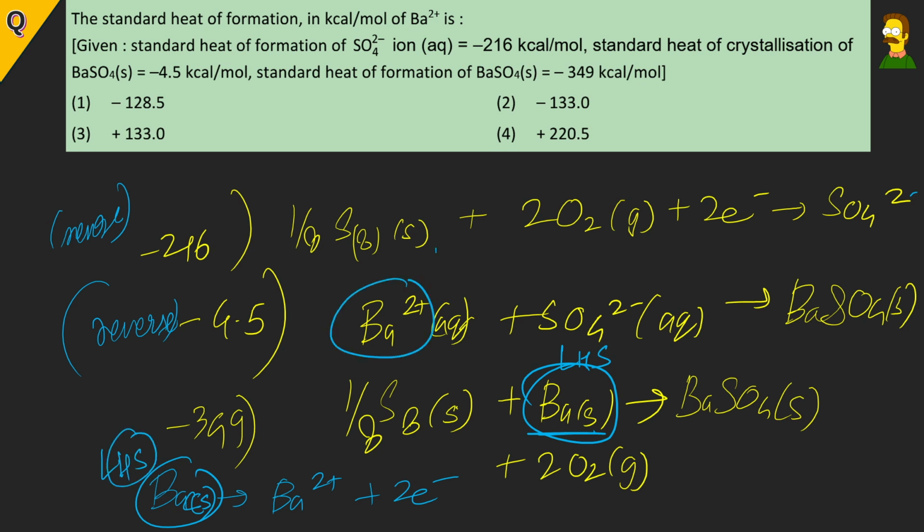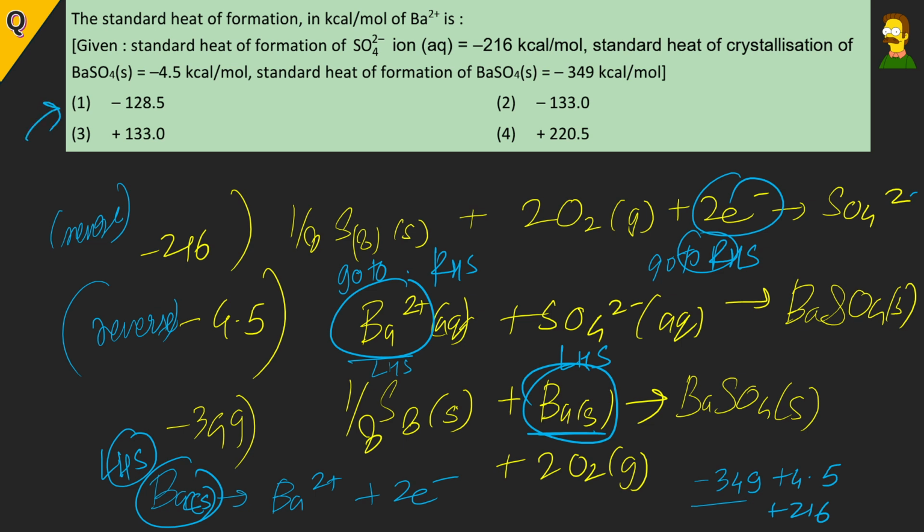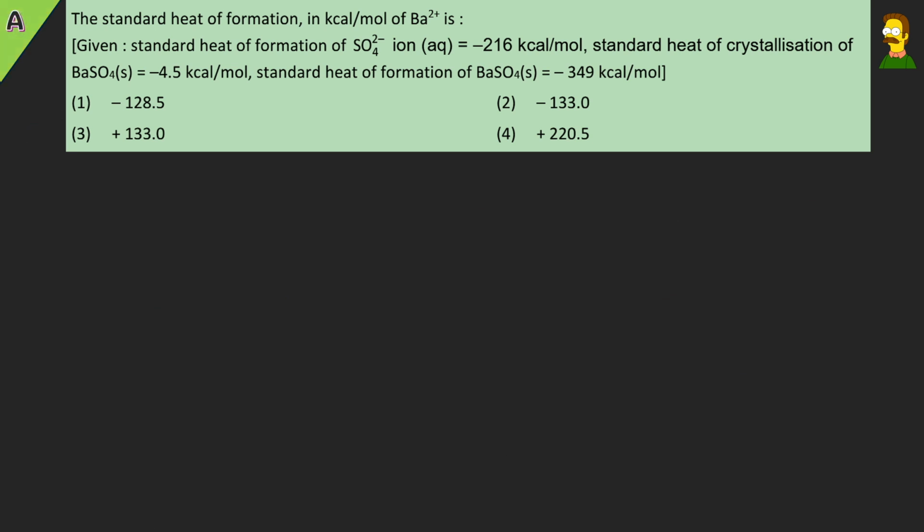Why do I reverse this? Because that's on the RHS, but here it is on the LHS. I need to go to the RHS. Similarly, I need to have these electrons on the RHS. Hence, I need to reverse that. That's how I look at it. So I do -349 plus 4.5 plus 216. Okay. So that's 220 minus 349, 120 something. But is it negative? Yeah. Perfect. Little time taking. Not gonna lie.